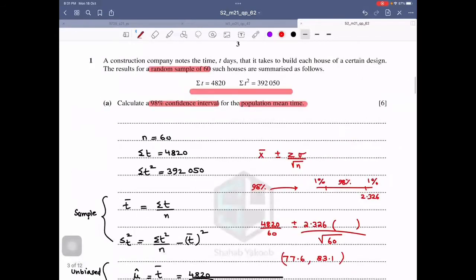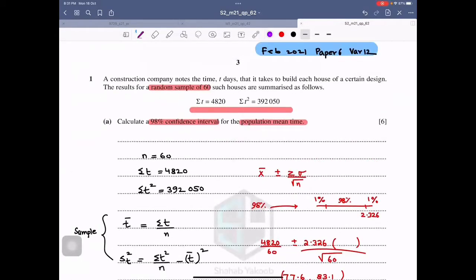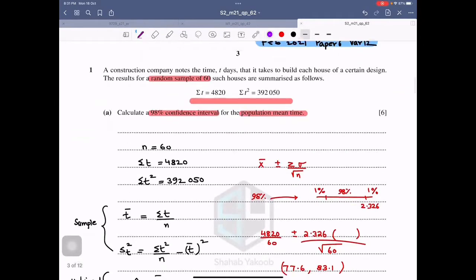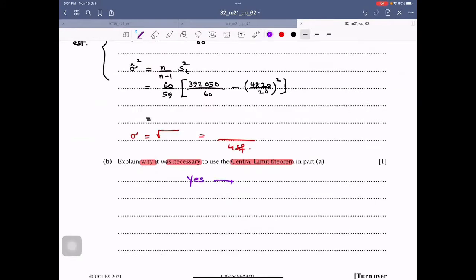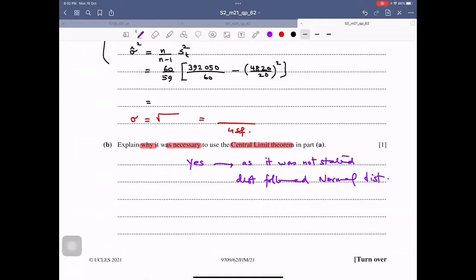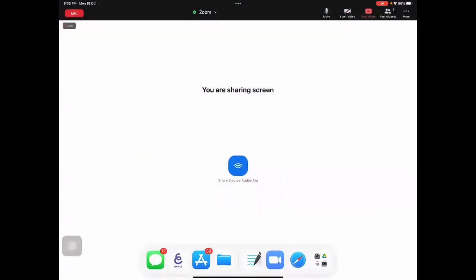Now, in this question, does it say that it followed a normal distribution? The answer is no. So was it necessary to use the central limit theorem? Yes, it was necessary, as it was not stated that the data distribution followed a normal distribution. So since normal distribution was not explicitly stated, that is why we have to use the central limit theorem. That was question number 1 of this particular paper.